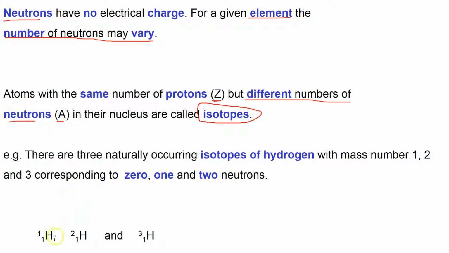And a good example of this are the three isotopes of hydrogen. All of these are hydrogen atoms because they all have one proton in their nucleus. But this hydrogen atom has a total of one particle in its nucleus, that is, it has no neutrons. This one has a neutron and a proton in its nucleus. And this one has one proton and two neutrons in its nucleus.